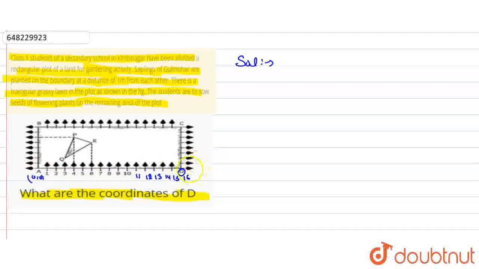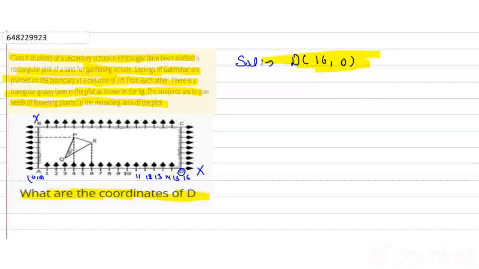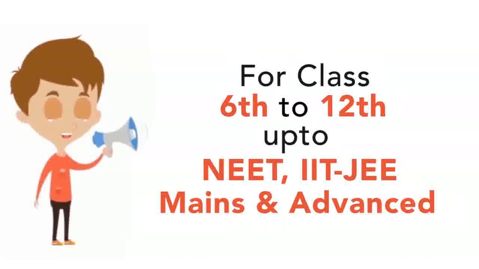So clearly the point D has x-coordinate 16 and y-coordinate 0, because it is on the x-axis. This is the x-axis, that is the y-axis, and that is the origin, so that point is (0, 0). So clearly the coordinates of D are (16, 0). So this is the required answer of this question. Okay, thank you.